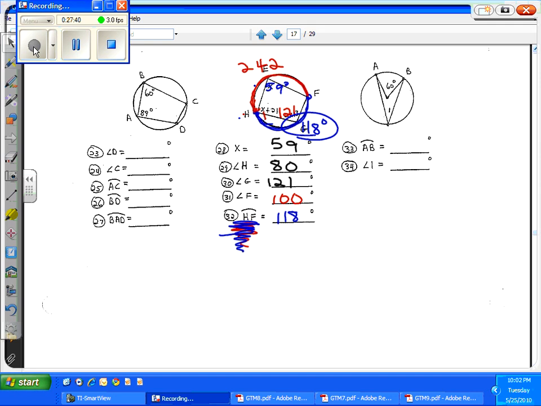Lot to think about. We've got some algebra going on now. Lots of geometry going on. Definition of minor arc and major arc going on. Okay? Any questions there?